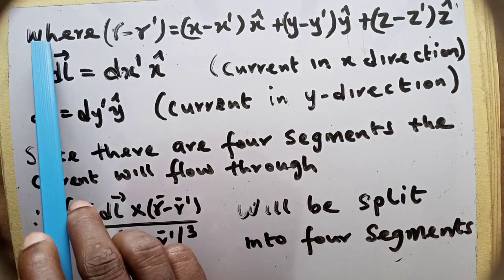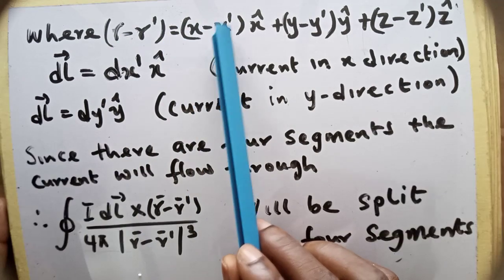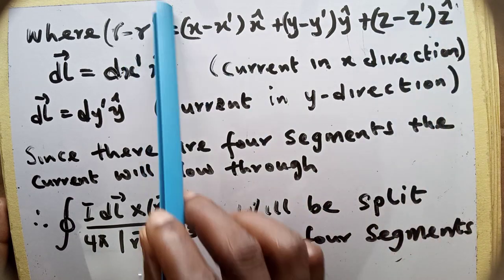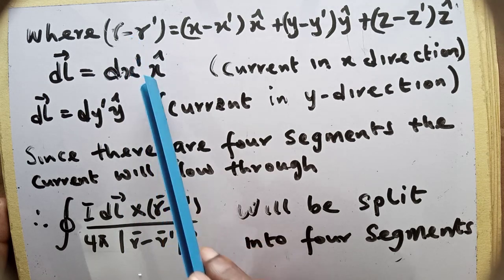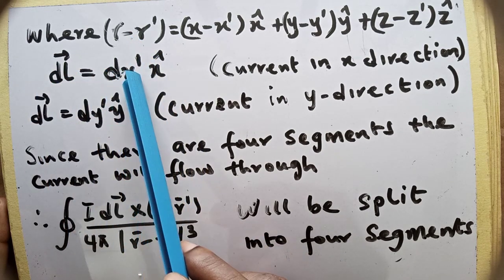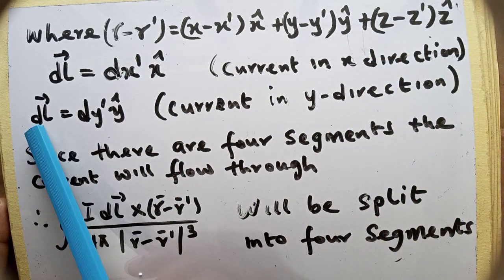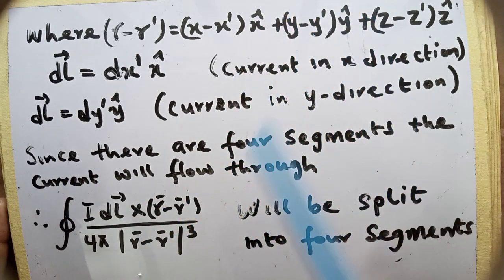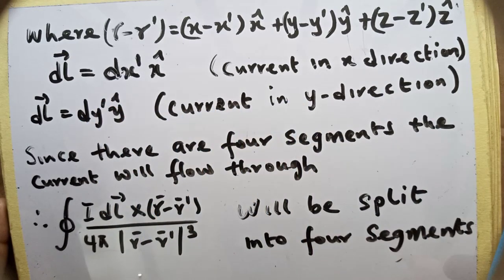Now, this is where we have our r minus r prime, which is equal to x minus x prime, y minus y prime, z minus z prime. That's the full expression. Our dl is equal to dx prime x cap. Remember, we said that this dl will be replaced with dx in the x direction. That's current in the x direction. While our dl, if we are flowing in the y axis, becomes dy prime y cap, current in the y direction.